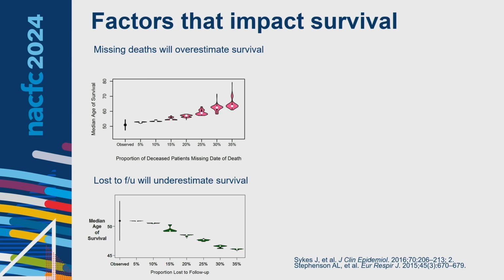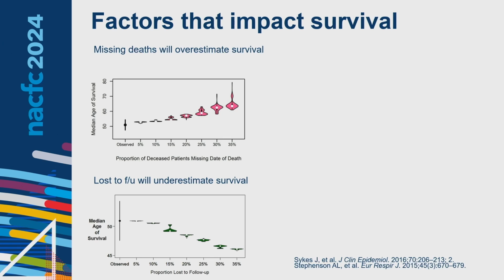And the top left-hand violin plot is basically we took the Canadian registry data, we calculated what the median survival is, which is the first observed dot on the graph. And then the violin plot shows, for increasing proportions of missing deaths ranging from 5% to 35%, you can see that the median survival age is going up. So it's falsely increased the more deaths that you're missing.